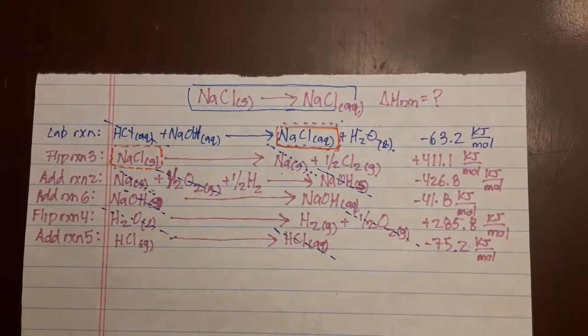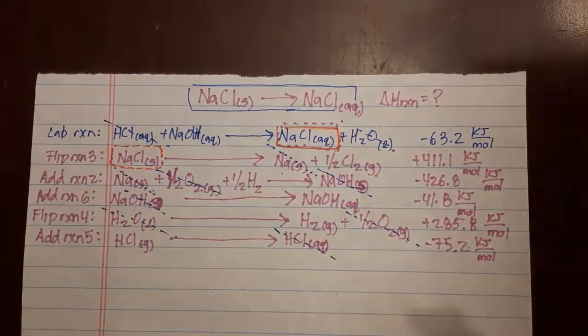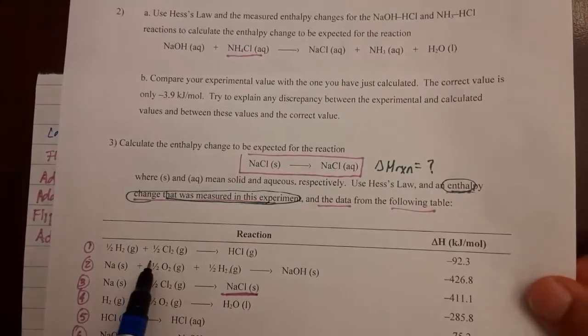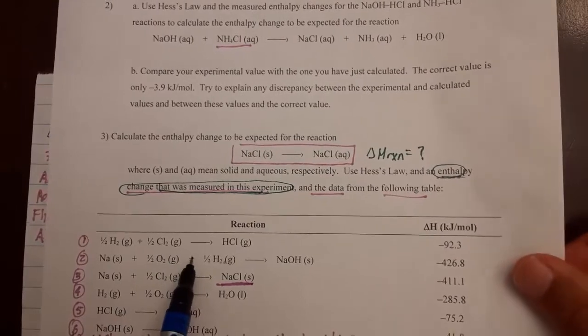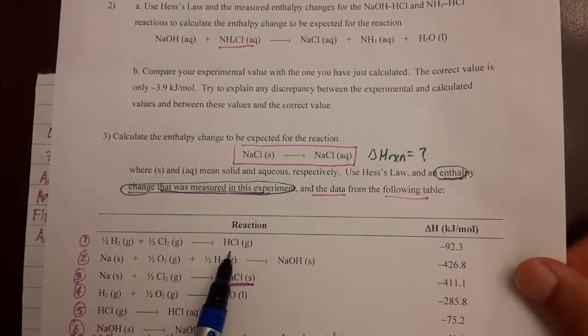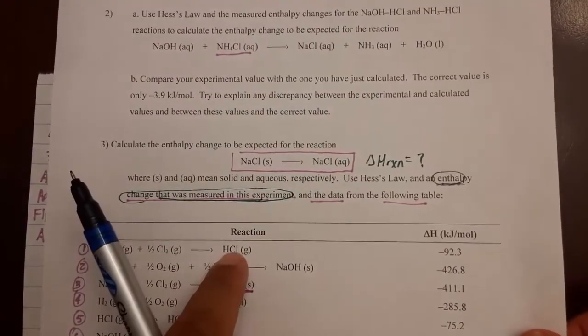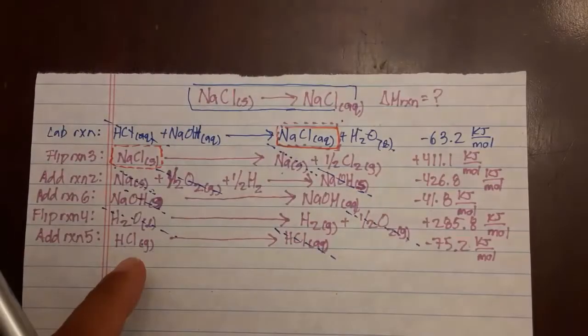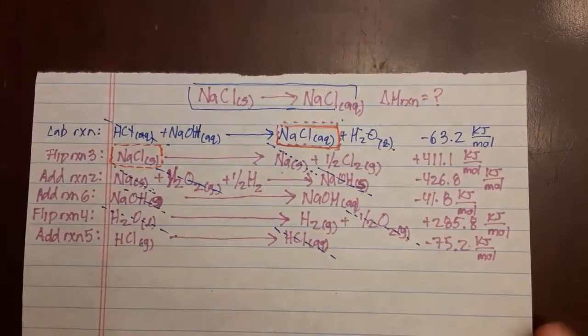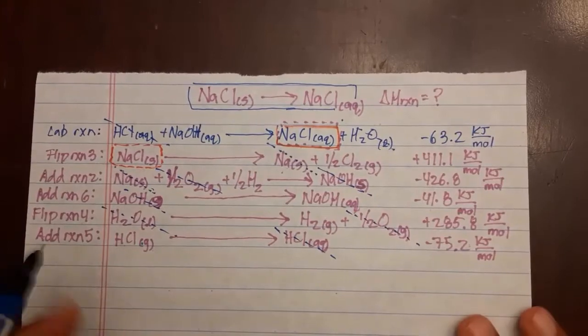Now what can we do? We still have a lot of other stuff here. The only reaction that I have not utilized is reaction 1. So if we look at reaction 1, half H2 plus half Cl2 goes to HCl gas. And the HCl gas here in reaction 1 will cancel out with the HCl gas here. So let's go ahead and add reaction 1.